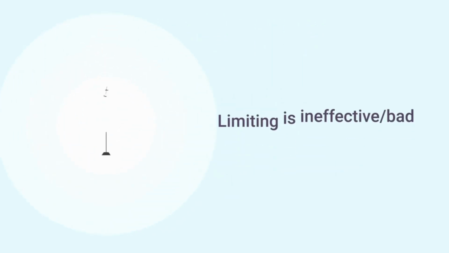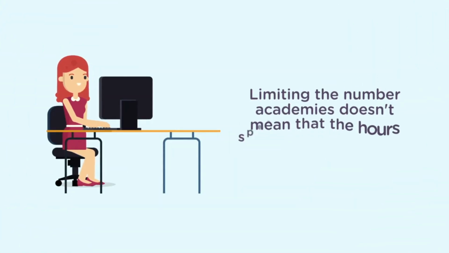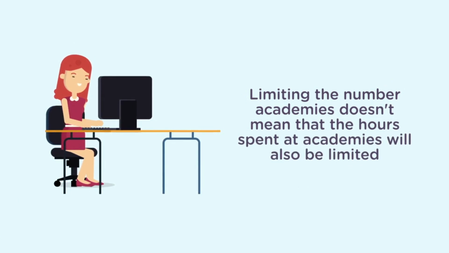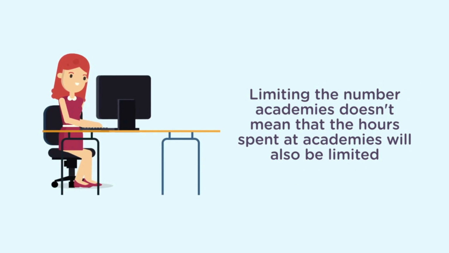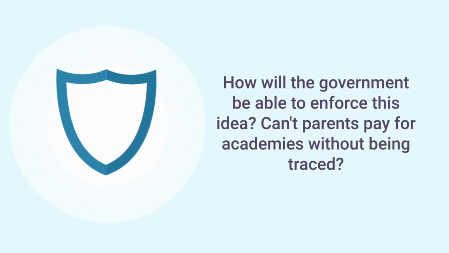Arguments against the resolution would say how limiting the number of academies doesn't change anything. You could argue that students will still go to academies, and a limited number of academies doesn't limit the time dedicated to attending academies. Another possible argument could be about oversight, or the power to actually enforce if a student is only going to a certain number of academies.